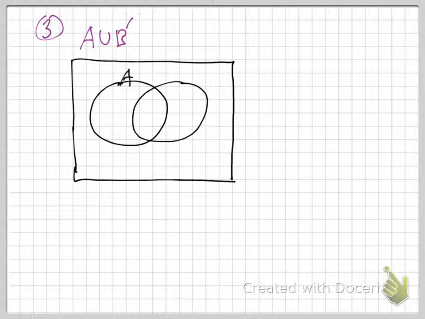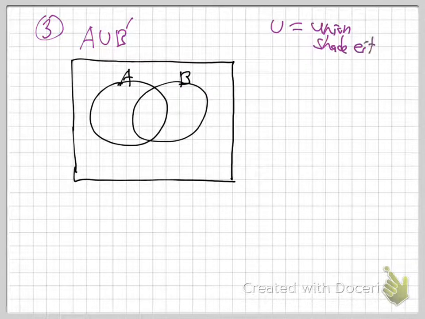So here's circle A, here's circle B. Okay, so how would we shade that one? Well, remember what the U means. It's a union. It's shade either one. Okay, so let's do this.